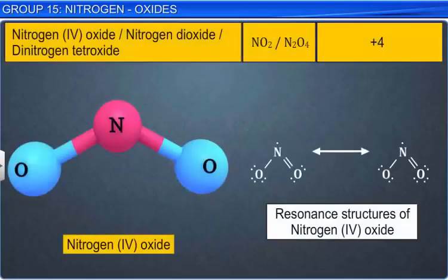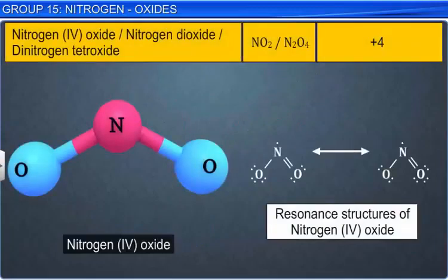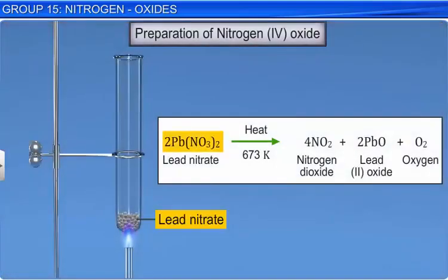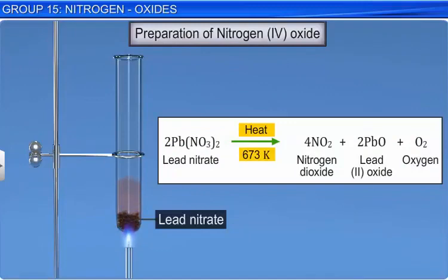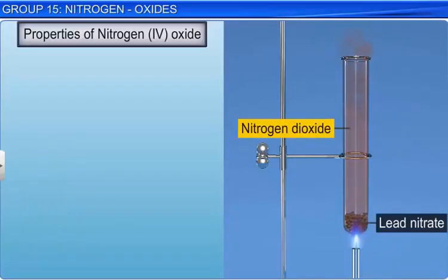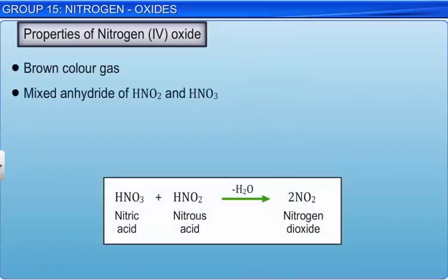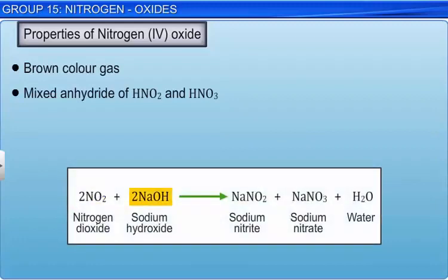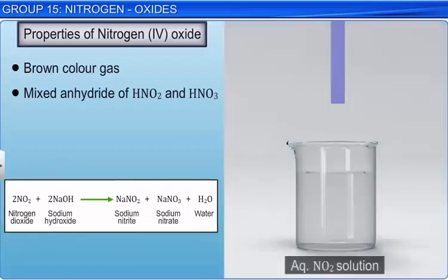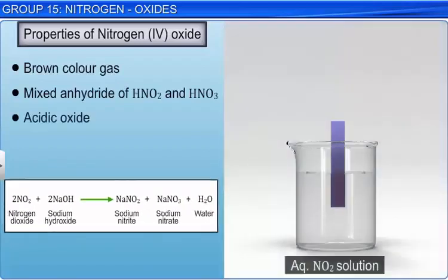Nitrogen-4 oxide, also called nitrogen dioxide, is prepared by heating lead nitrate at about 673 Kelvin. Nitrogen dioxide is a brown gas that is a mixed anhydride of nitrous acid and nitric acid. It neutralizes alkalis to form nitrites and nitrates. Hence, it is an acidic oxide.